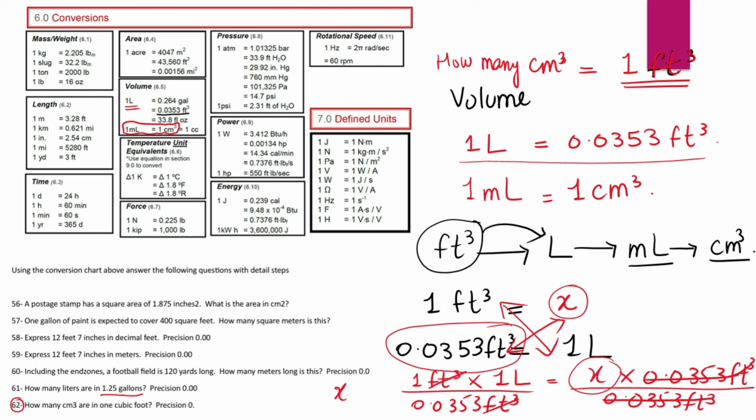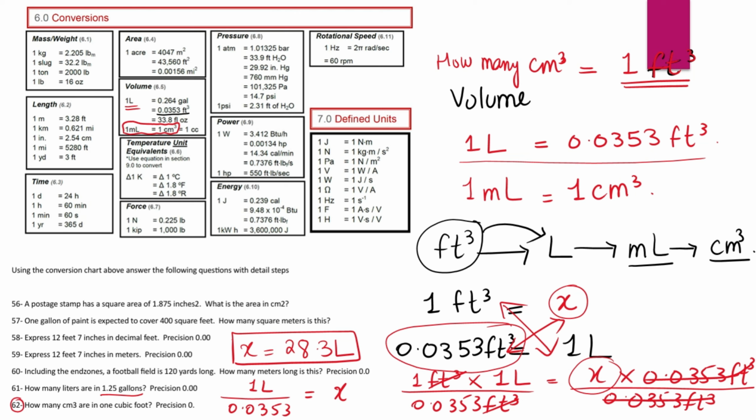On the left hand side you have 1 multiplied by 1 L, which means 1 liter, divided by 0.0353, and feet cube is already cancelled, so we don't need to write it. Just do the division, 1 divided by 0.0353, which is 28.3. So x is basically equal to 28.3 liters.